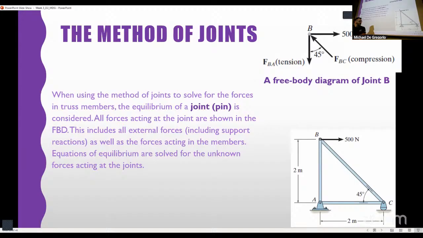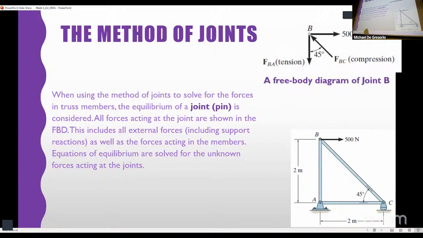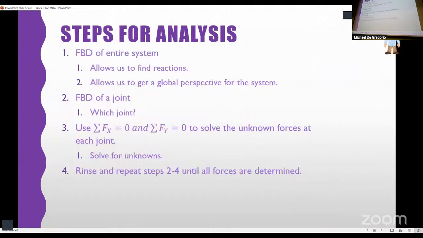So in this case, I would first get my reactions at A and C, and then I would draw my free body diagram for each of my joints and figure out what my unknowns are. We can start here because we have two unknowns coming out of B. It's a 2D problem, two equations, two unknowns. We don't deal with moments in these types of analyses when we're talking about method of joints. It's just force equations. So here are the steps.